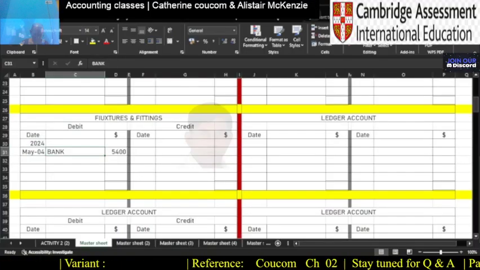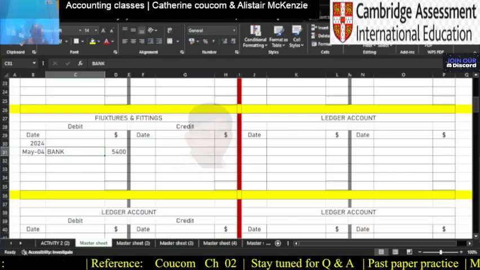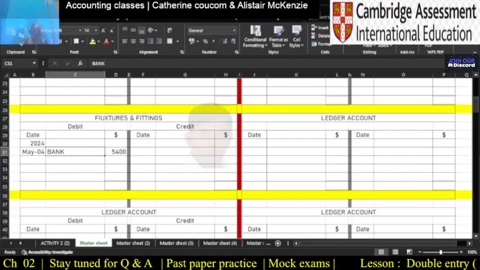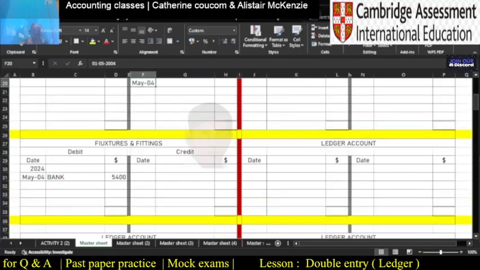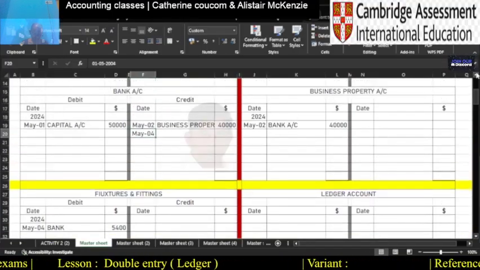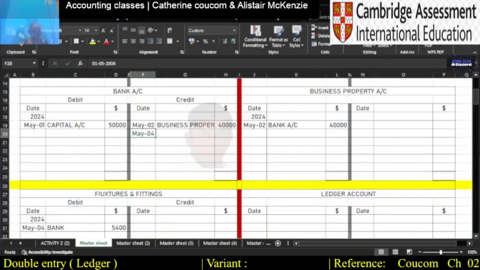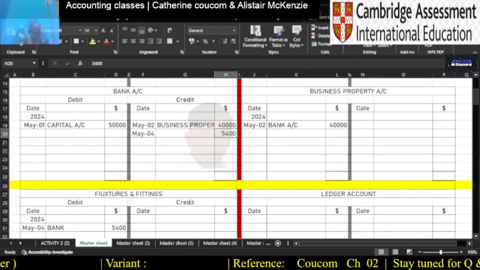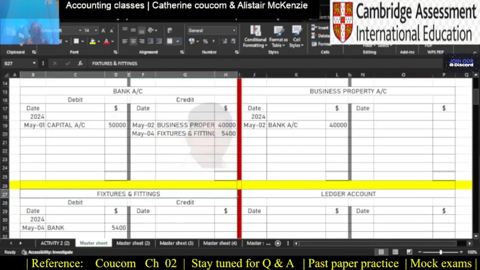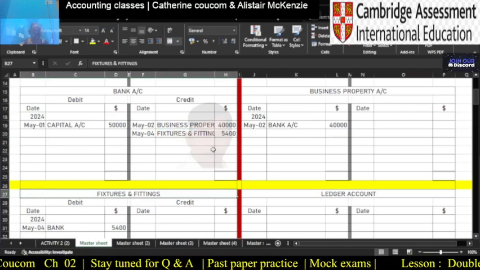And how have we paid? We have paid through bank. 5,400 has been paid through bank, and money will go out from the bank. So this is the bank account. Money will go out from the bank, so bank account will be credited.